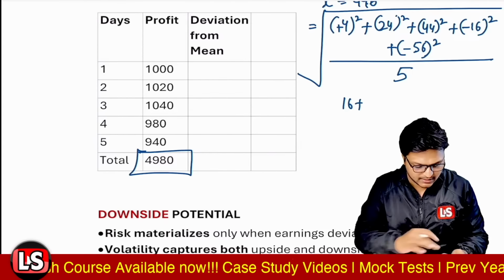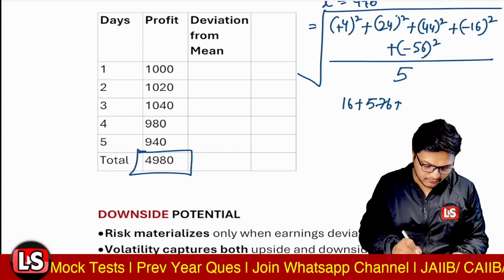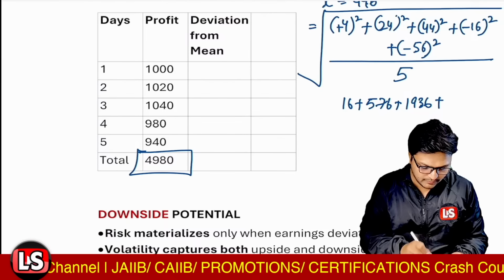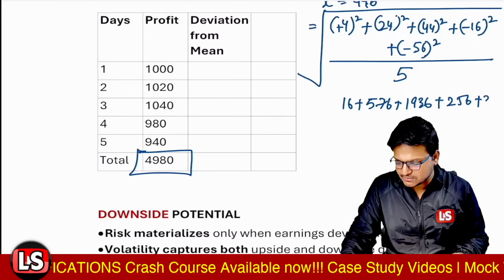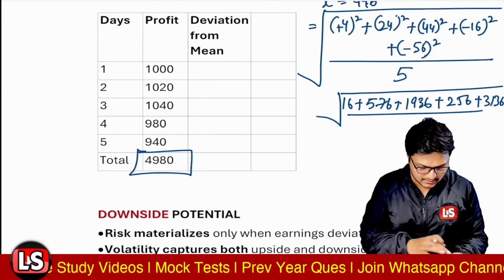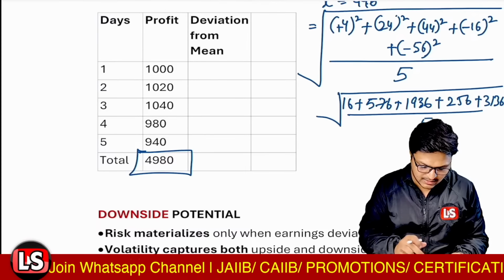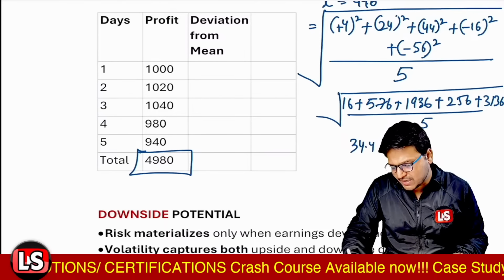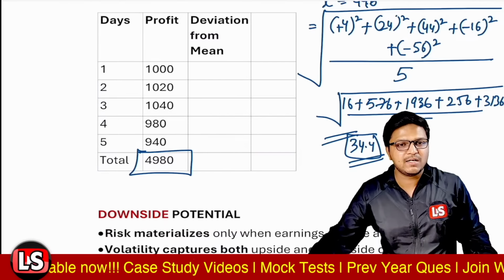So what will be the answer? It will be 16 plus 24 into 24, that is equal to 576, plus 44 into 44, that is equivalent to 1936, and further 16 into 16, that is equal to 256, and 56 into 56, that is 3136, divided by 5. The total of 3136 plus 256 plus 1936 plus 576 plus 16, divided by 5, is equal to 1184, and under root of the same is equal to 34.4. So the standard deviation is 34.4 in this scenario. Is that clear? This is how we can calculate the standard deviation.